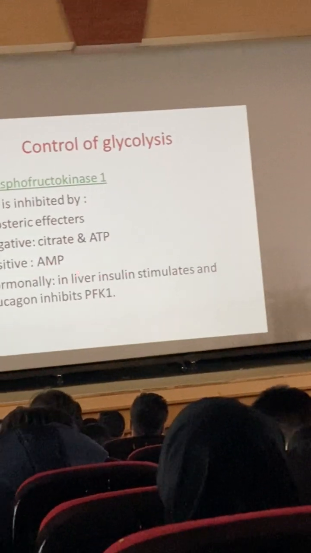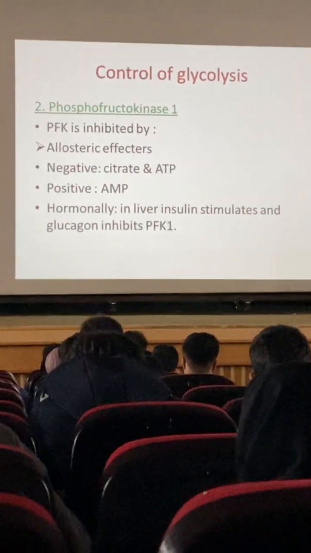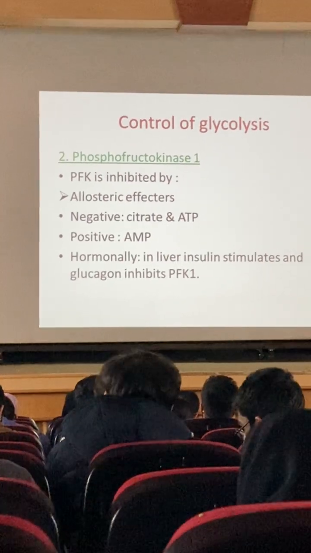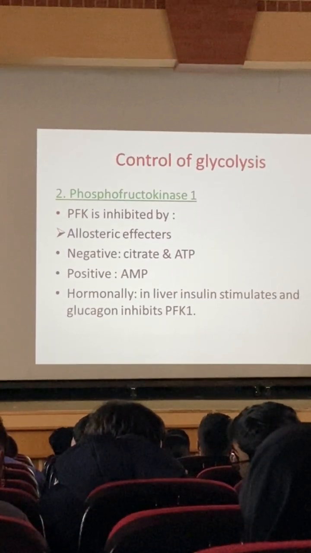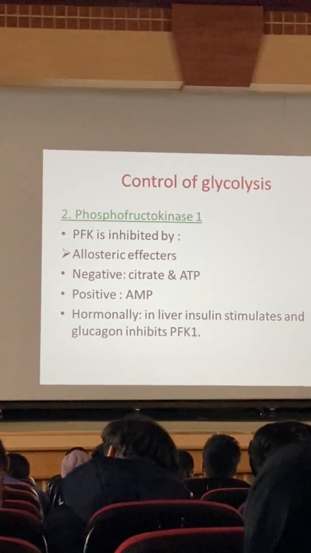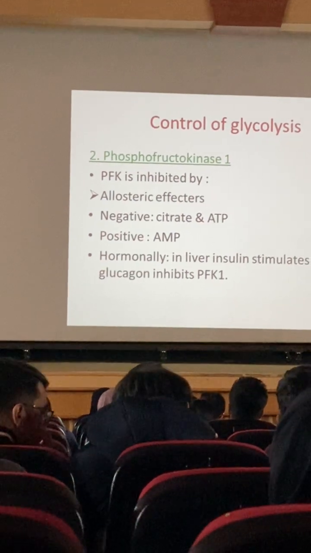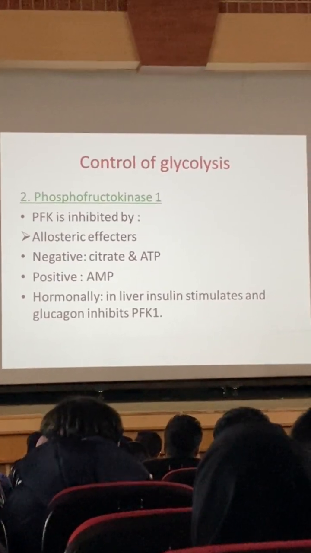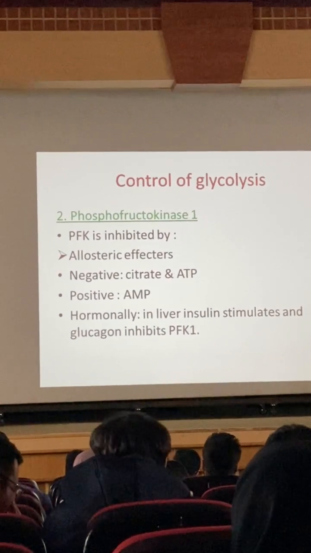Like glucokinase, insulin is a stimulator, but how is PFK1 hormonally regulated? It is stimulated by insulin and inhibited by glucagon. Glucagon is a counter-regulatory hormone to insulin. Insulin lowers blood glucose, while glucagon increases blood glucose. That's why anything that is stimulated by insulin will be inhibited by glucagon.